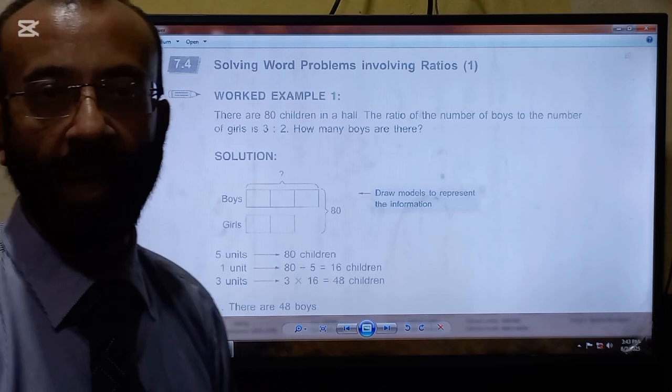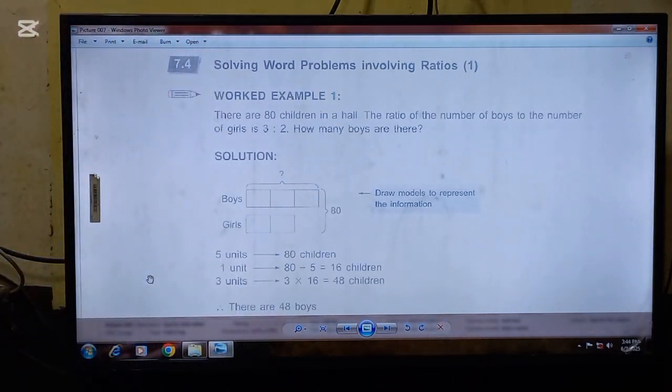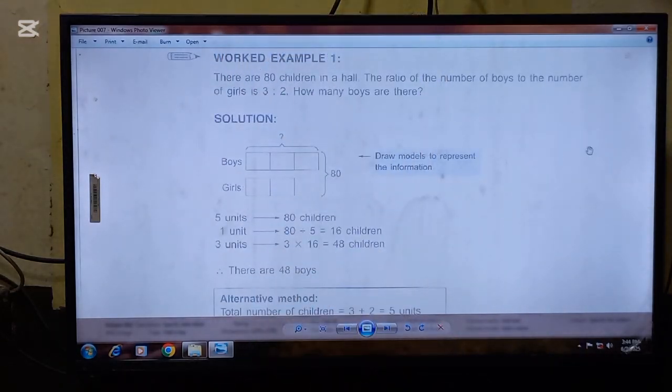Now I'm going to teach you another method of solving this kind of question. So concentrate. The second method is for when you are given a total quantity and the ratio, and one of the categories is required. So look now, there are 80 children in the hall. The ratio of boys to girls is 3:2. How many boys are there?